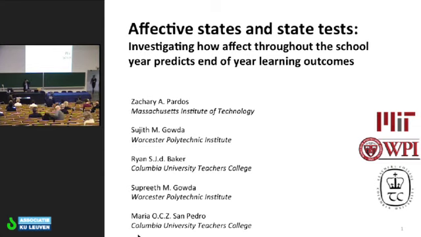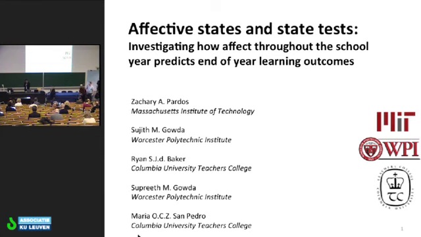So the paper I'm presenting today is with Sujith Gowda, Ryan Baker, Supreeth Gowda, and Maria San Pedro from Massachusetts Institute of Technology, Worcester Polytechnic Institute, where most of this data comes from, Columbia University, and that's our collaboration. The title is Investigating How Affect Throughout the School Year Predicts End-of-Year Learning Outcomes.